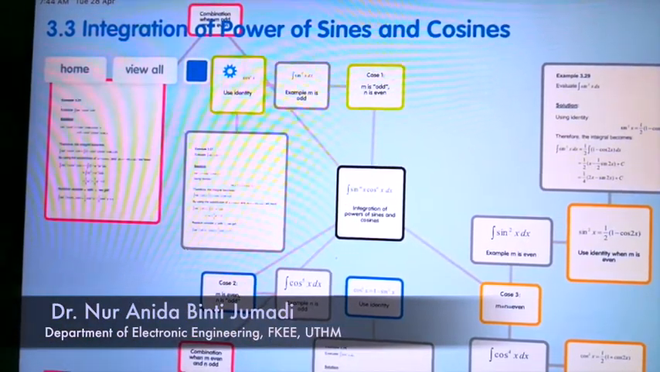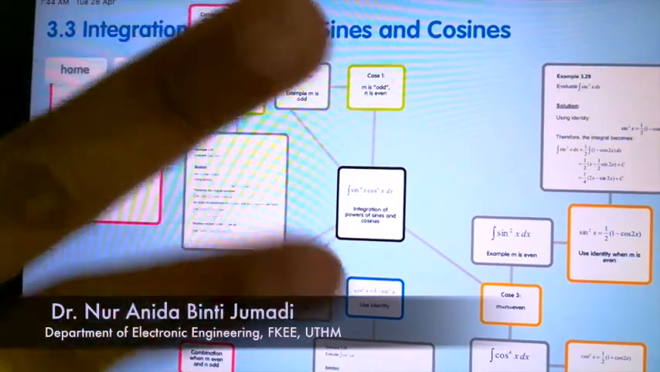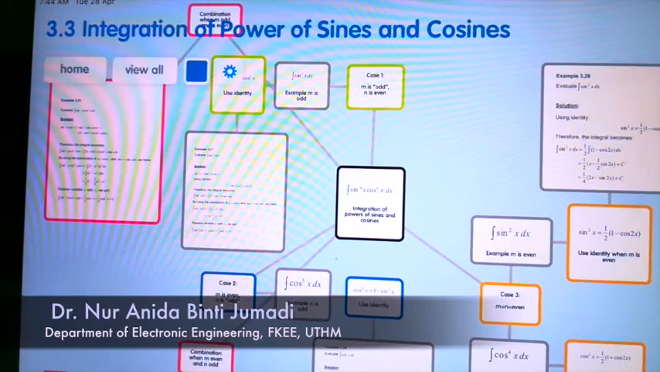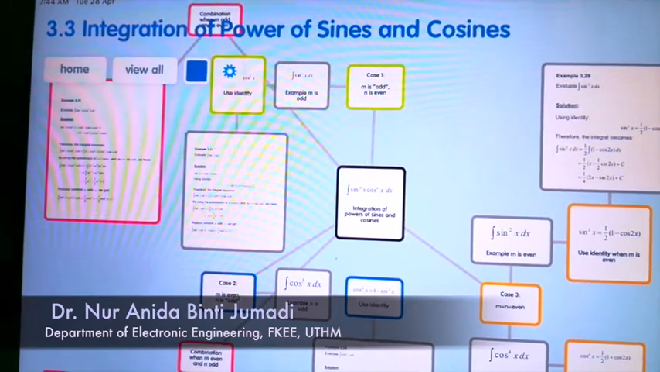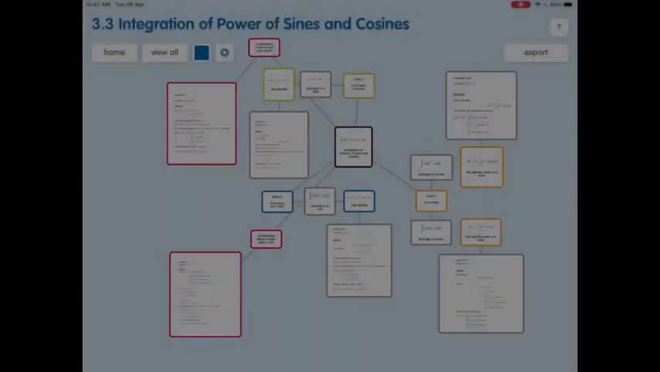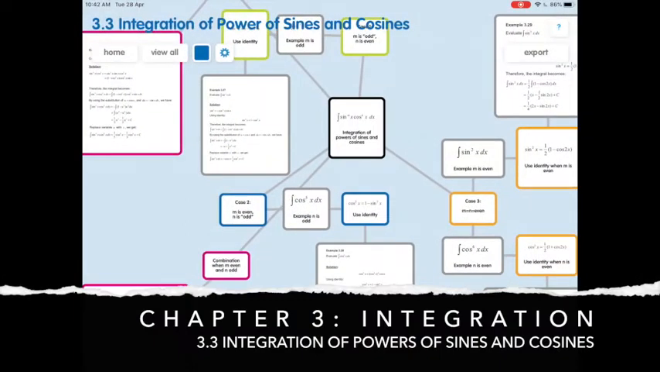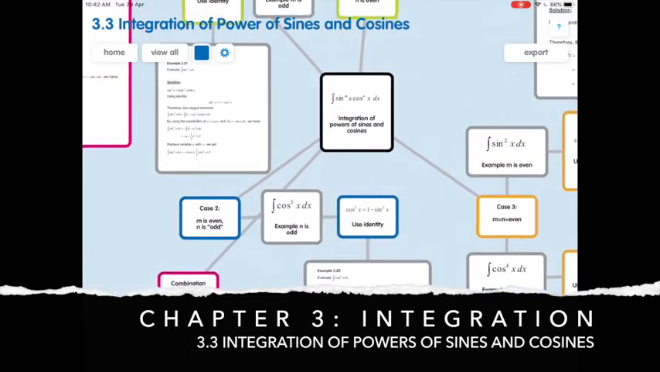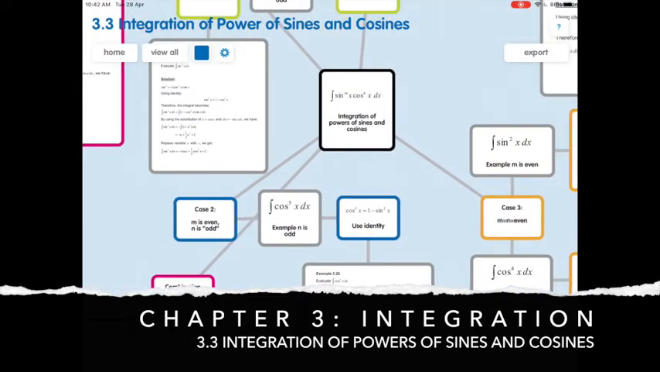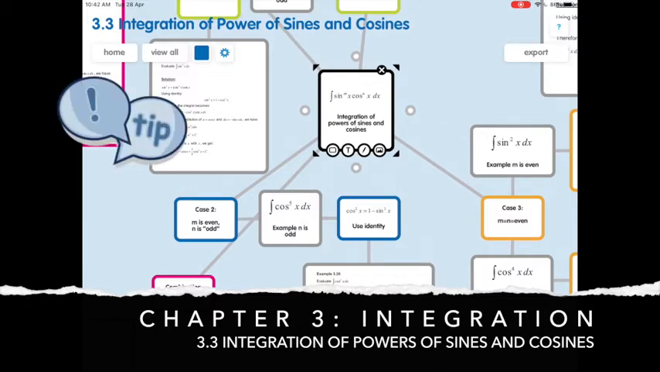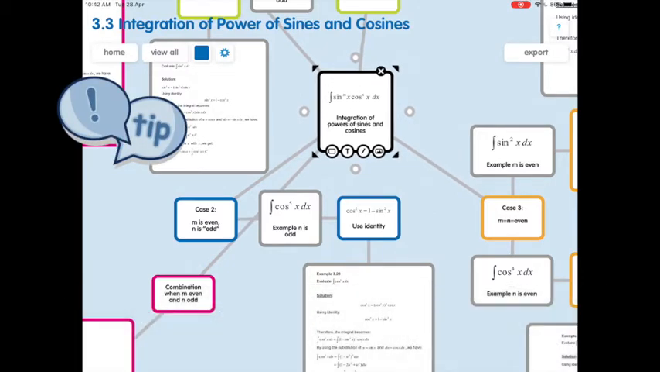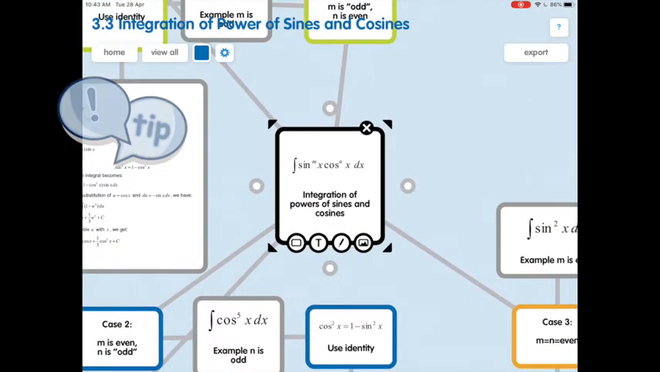So let's continue our lesson on chapter 3.3, integration of power of sines and cosines. Even though previously we have dealt with the trigonometric functions, in this subchapter we are focusing more on how to integrate the complicated trigonometric functions. It comes in the form of: integrate sine power of m x cos power of n x dx.